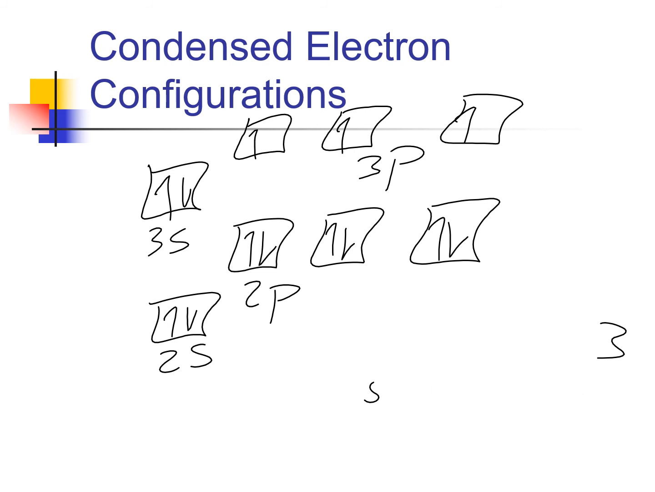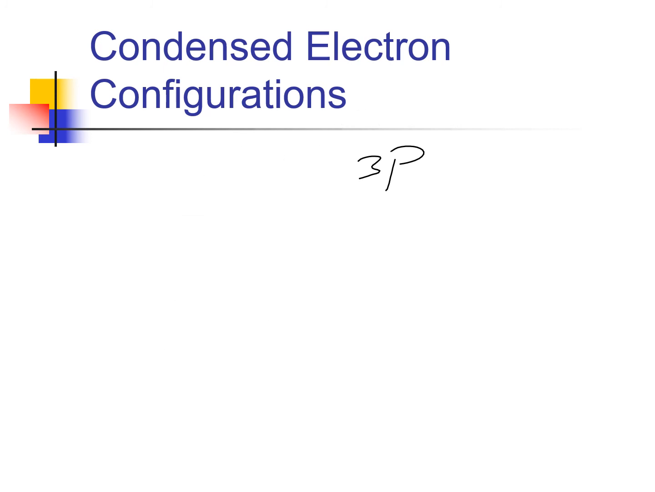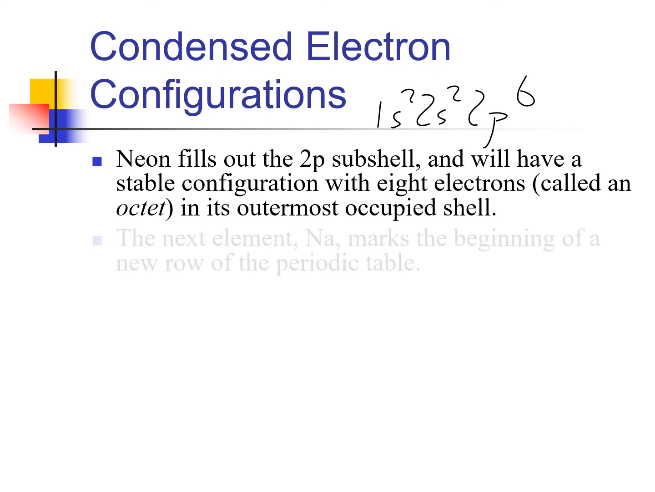Now again, there's going to be an easier way to do this than what I was just showing with the boxes, but the boxes are a nice way to visualize what's going on until you have mastered it, and it's more useful in terms of figuring out what's going on with the electrons. Now, condensed electron configuration. Neon fills out the 2p sublevel, and we'll have a stable configuration with 8 electrons. It would be 1s2, 2s2, 2p6. The 2p sublevel is filled, has 6 electrons. It's called an octet in its outermost energy level.